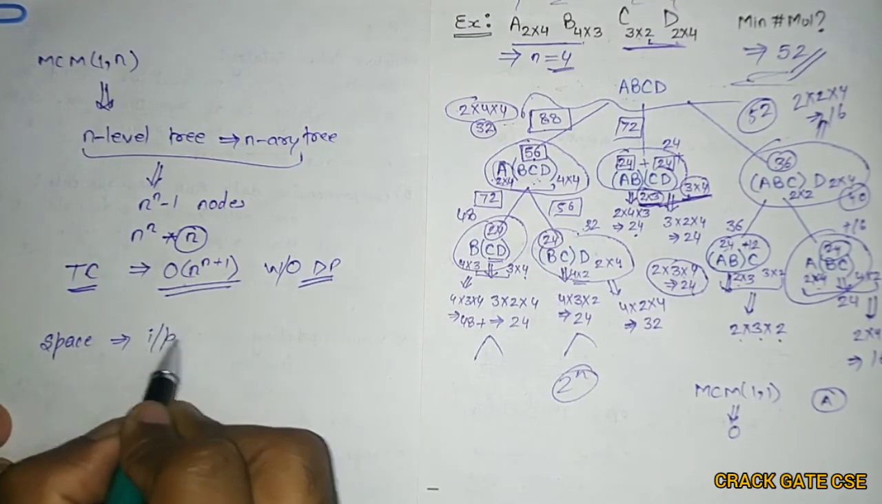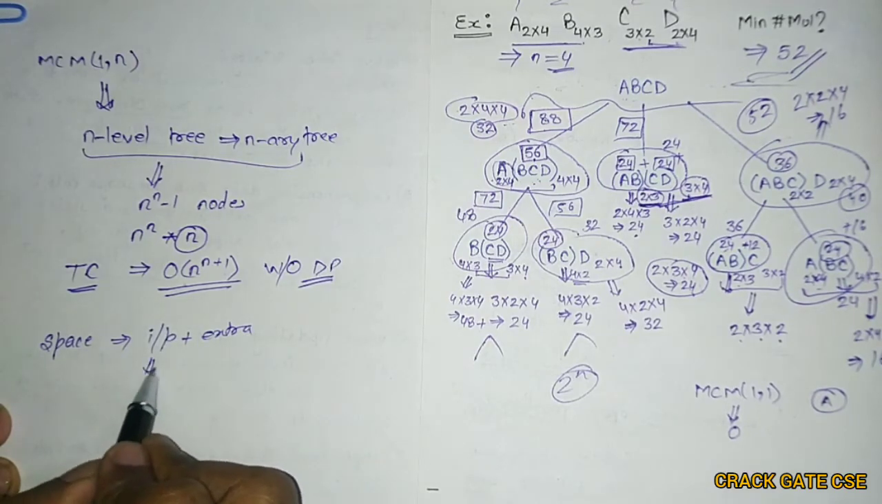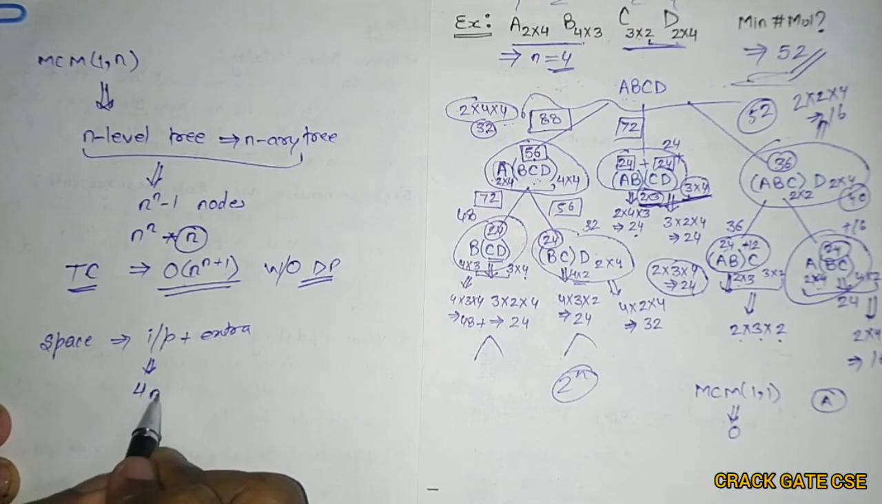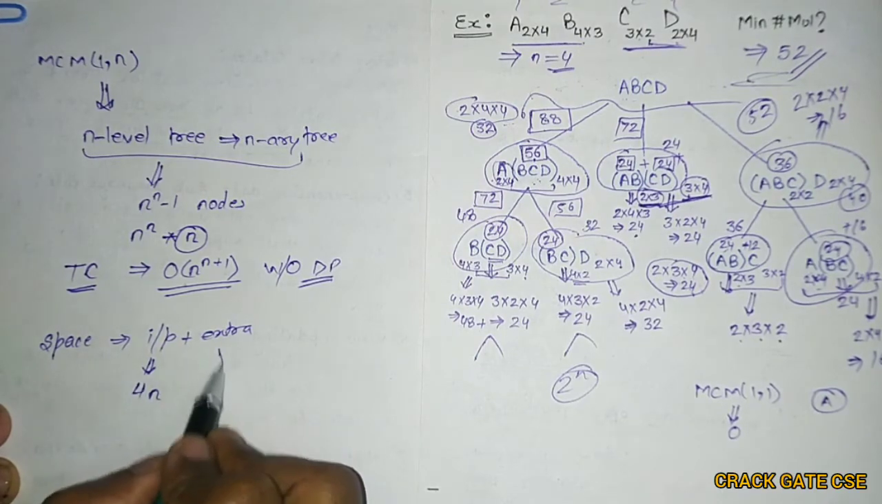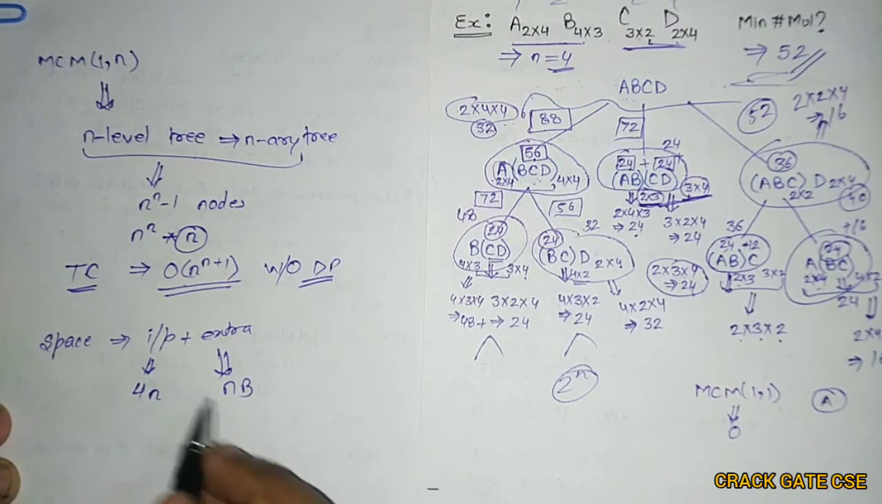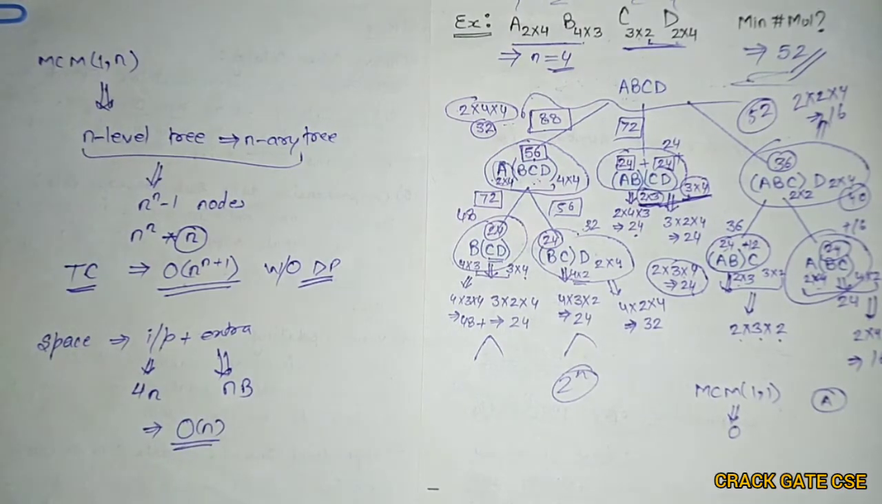Space will be nothing but input plus extra. Input will be, I am taking 4 matrices, so I can take 4n. Extra will be n, because of the tree we need n levels, so we need n stack space. So the space needed is order of n.